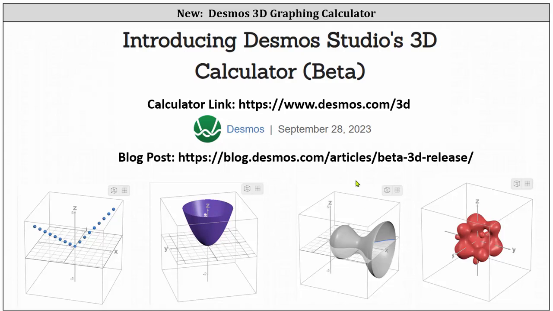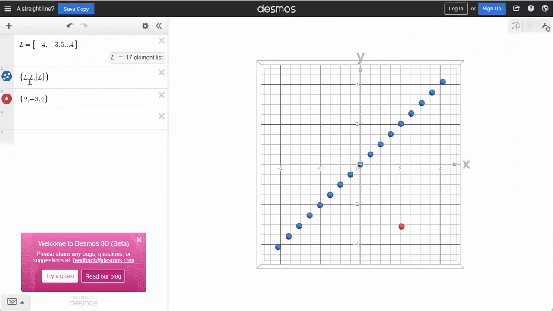Actually, let's begin by plotting points in three dimensions. Notice in blue we have the ordered triple L, L, absolute value of L, where L are the values in the list above from negative 4 to positive 4 in increments of 0.5. And there's one red point with the ordered triple 2, -3, 4.